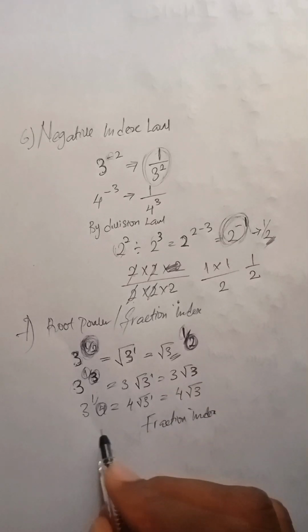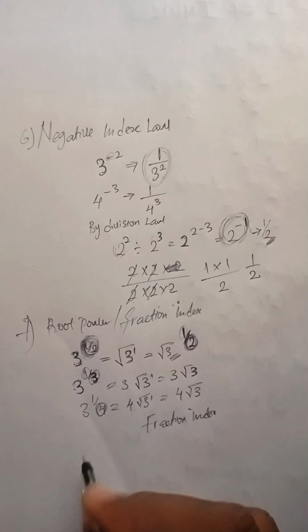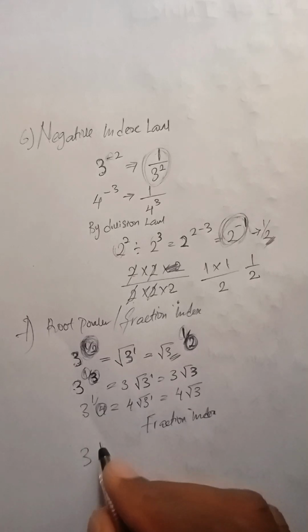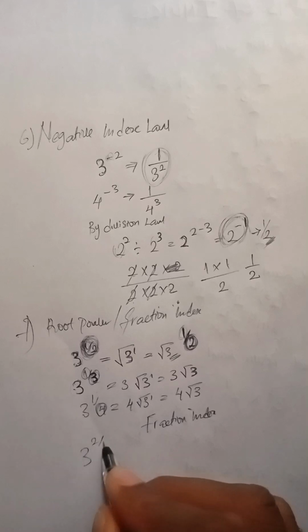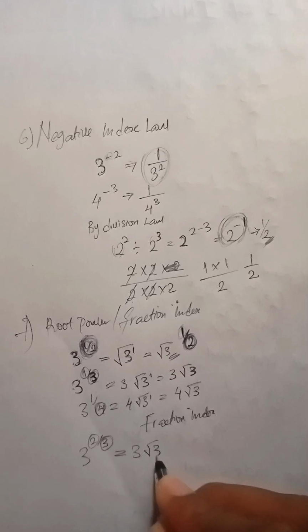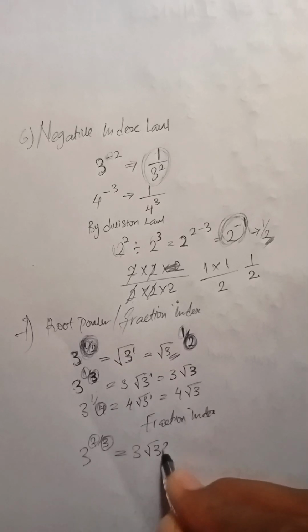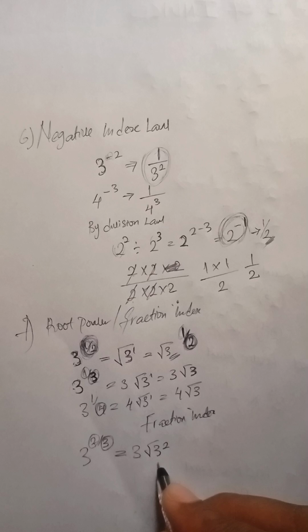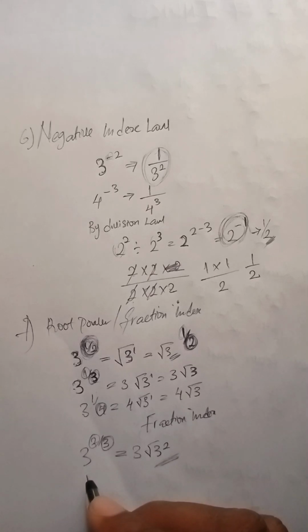So when we have, let's say, a power above 1, let's say 3 raised to the power of 2 over 3. So now this is the root, this is the power. That would be the cube root of 3. Then what's the power here? 2, raised to the power of 2. This is how it will be expressed.